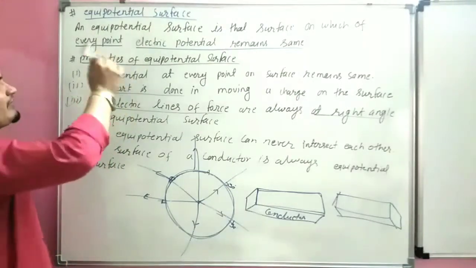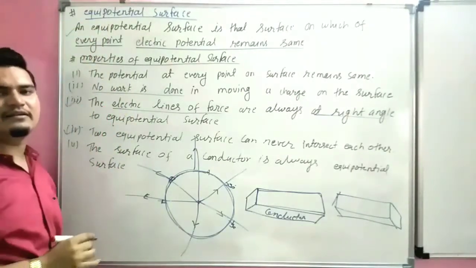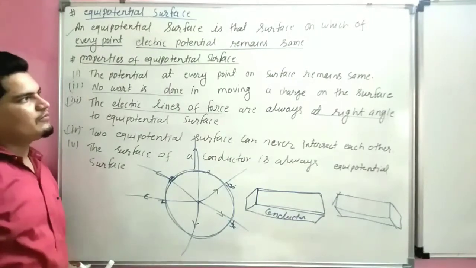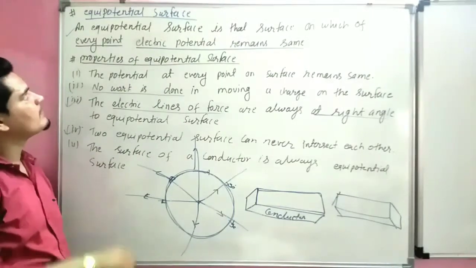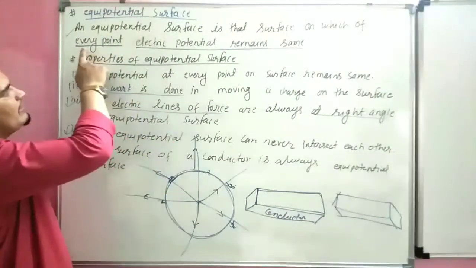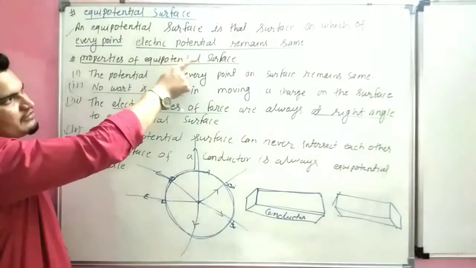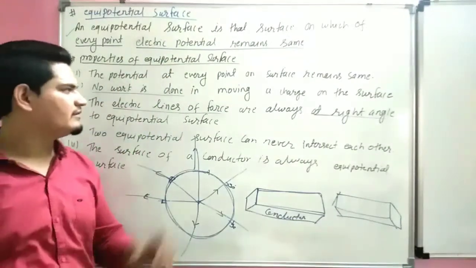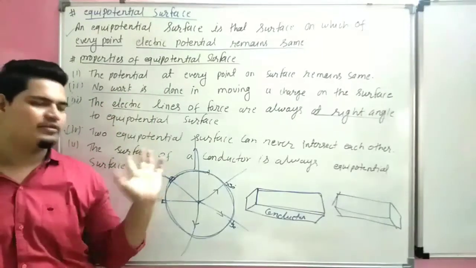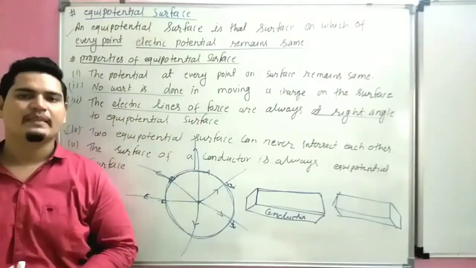So equipotential surface is a small topic. It is not very important, but it may come in the exam from an objective point of view. An equipotential surface is a surface on which every point electric potential remains the same. These properties are important.